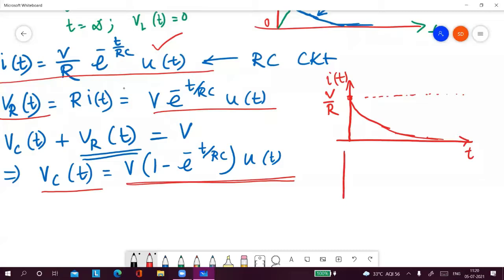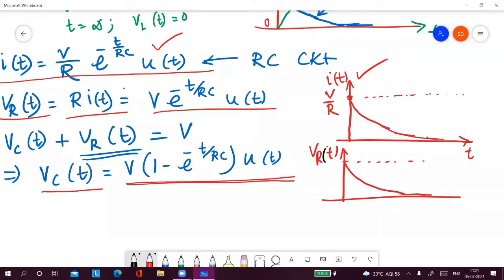And what will be the expression of VR(t)? VR(t) follows I(t) because it is R into I. So we multiply the current response by R. So here this is your VR(t). Initially it is V, and finally, when time t equals infinity, this becomes 0.